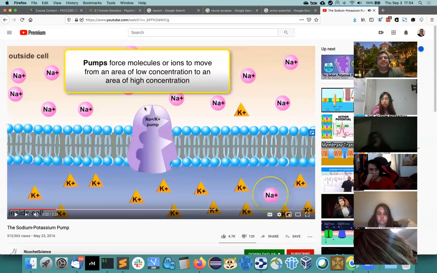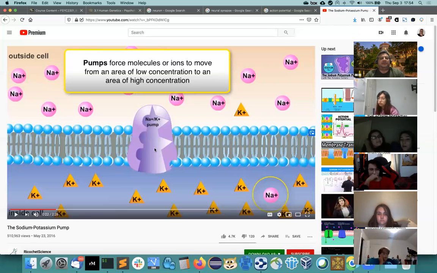So this is a pump here, right? And basically, what this little pump does is it keeps the positive out and the negative in, right? That's its job. It maintains this negative charge inside the cell, right?